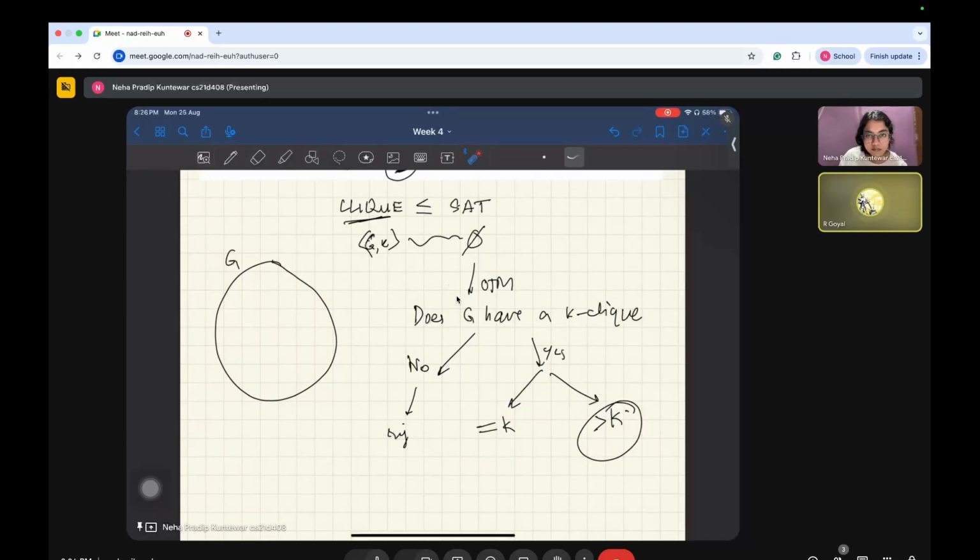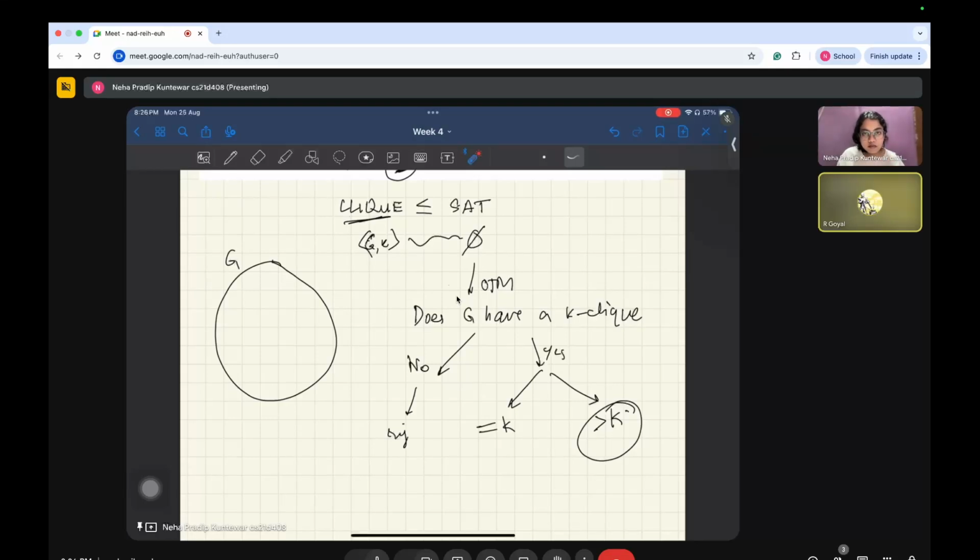I borrowed this idea from the proof wherein we reduce satisfiability into clique to show that clique is also NP complete. There we take the help of the clausal format. But in this case, does G have a K clique? If I ask this to the oracle, and the oracle is meant for satisfiability only, this is the case.